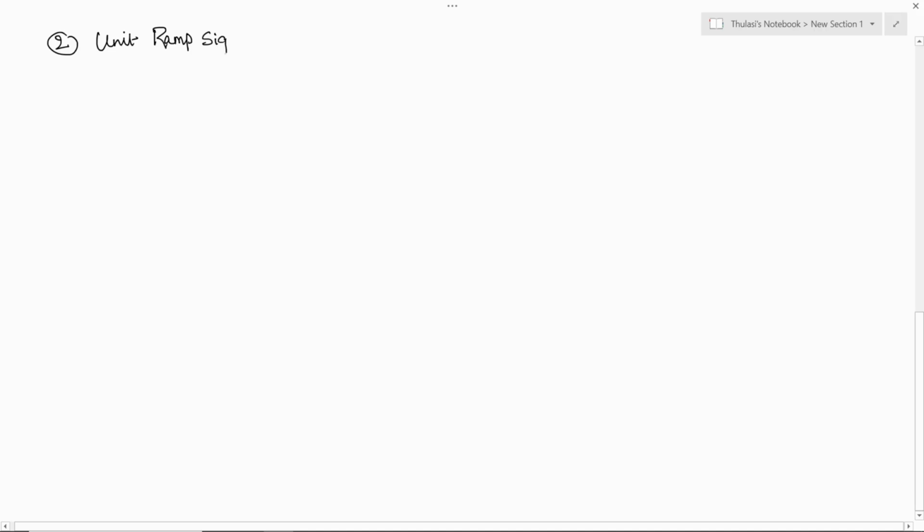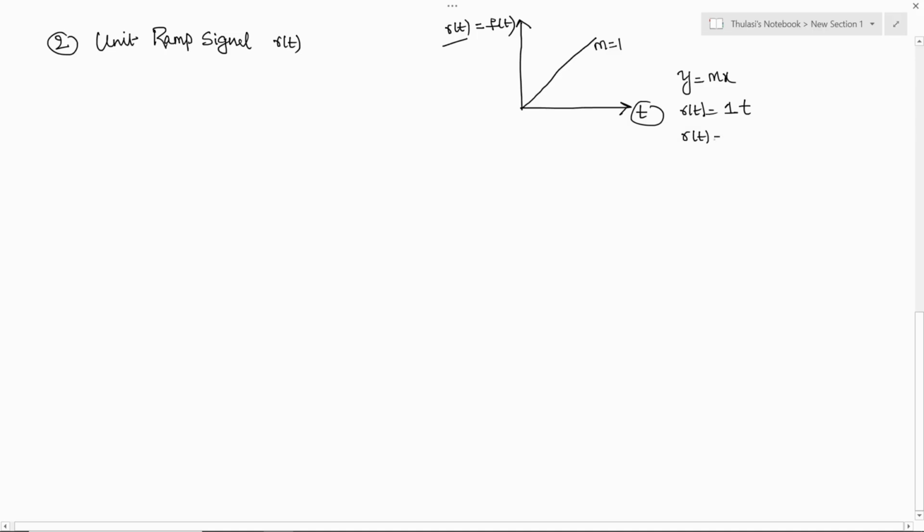So a ramp signal can be defined as r of t. Okay, so r of t, and the ramp signal will be like this. On the x-axis you are going to have t, and on the y-axis you are going to have f of t. So here this f of t we are writing as the function r of t. It is a straight line maintaining a slope m equal to 1. The equation for slope is y is equal to m into x. So what is the value of y? The y value, r of t, is equal to slope 1 times x, which is nothing but t. Therefore r of t is equal to t.